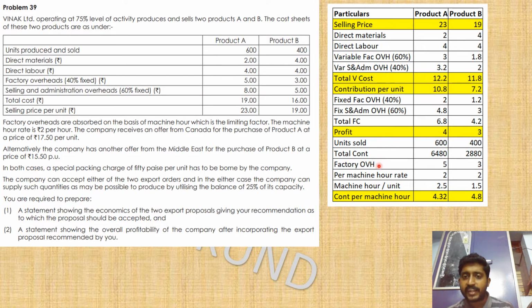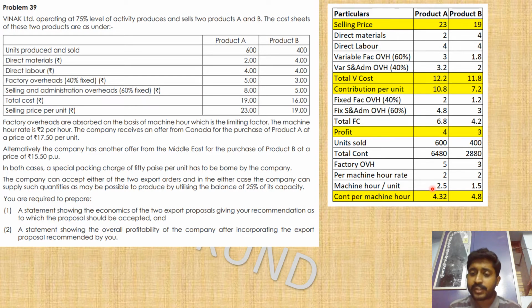And factory overheads is given. Total factory overheads 5 rupees and 3 rupees that is taken, and 2 rupees is the per hour rate. So the factory overheads divided by per hour rate will give you the machine hours required. Okay, so factory overhead divided by per machine hour rate will give you the machine hour per unit. So now you have found the machine hour per unit.